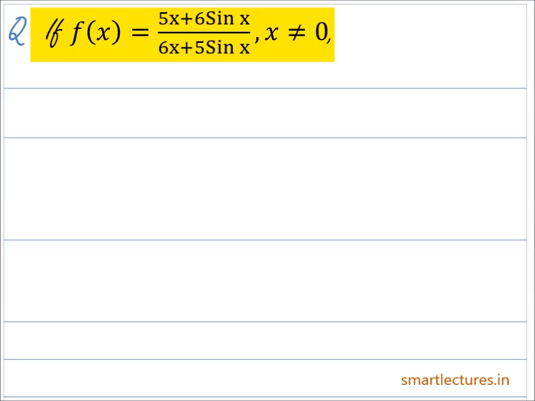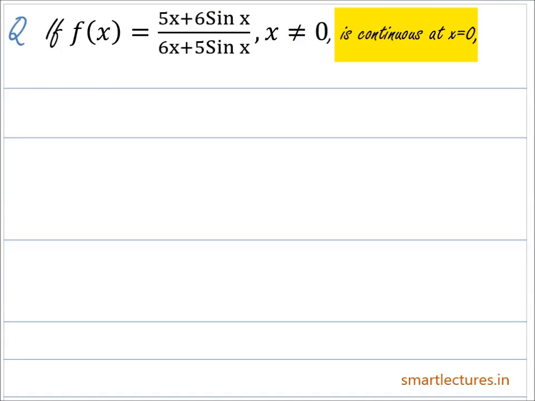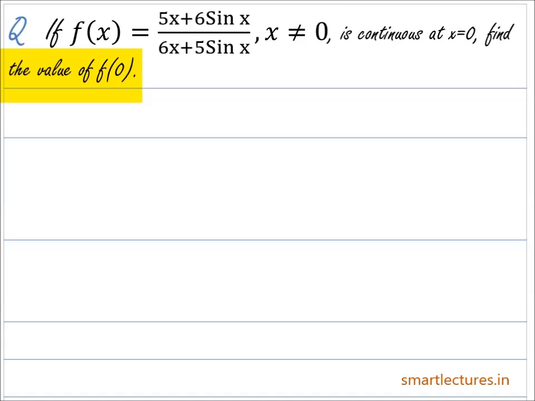Now let's solve one more question. If f of x is equal to (5x plus 6 sin x) upon (6x plus 5 sin x), where x is not equal to 0, is continuous at x equal to 0, then find the value of f of 0.